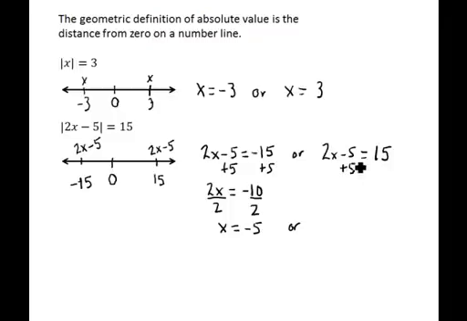With this equation, by adding 5 to both sides, I get 2x equals 20. Dividing both sides by 2, I get x equals 10. And those are my two solutions.